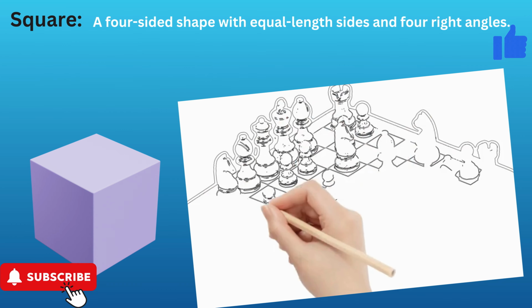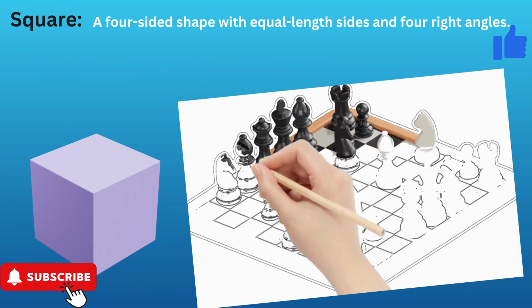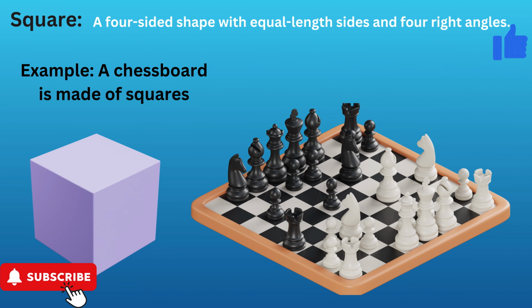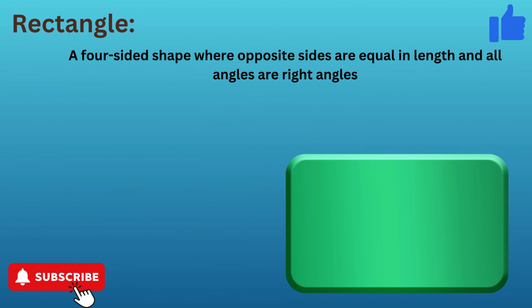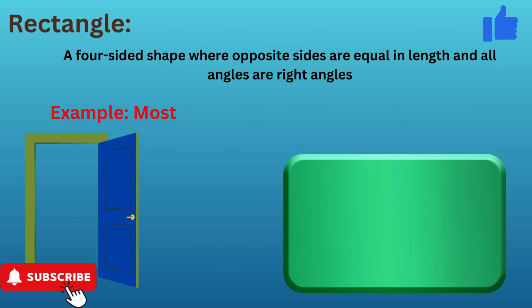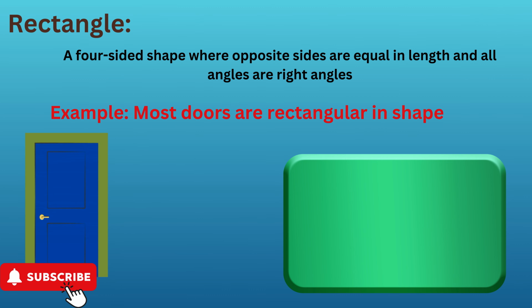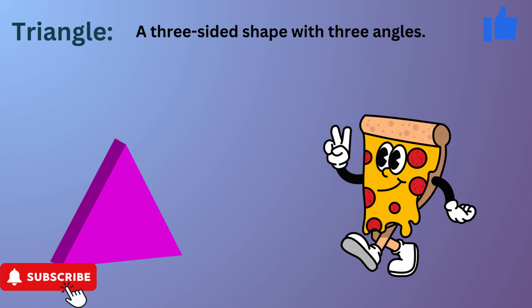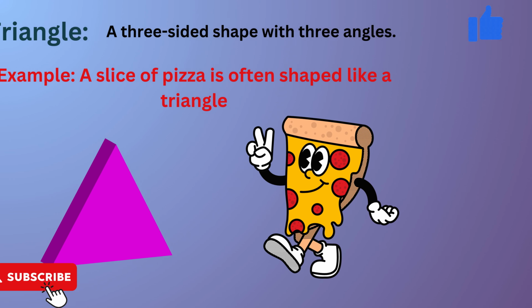7. Square. A 4-sided shape with equal length sides and 4 right angles. Example. A chessboard is made of squares. 8. Rectangle. A 4-sided shape where opposite sides are equal in length and all angles are right angles. Example. Most doors are rectangular in shape. 9. Triangle. A 3-sided shape with 3 angles. Example. A slice of pizza is often shaped like a triangle.